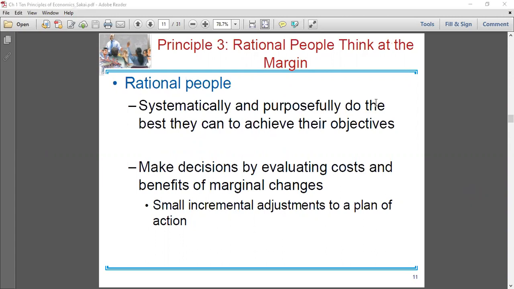Portia, yes. I hope you understand the second principle. Yes, please, I get it.